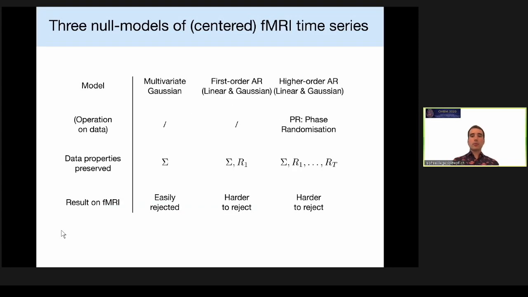This is a summary slide, where one point to notice is that these three nulls are nested in terms of the data properties that they preserve. The multivariate Gaussian is easily rejected essentially because it doesn't preserve the autocorrelation structure. But once some autocorrelation information is preserved, be it R1 or more orders, then the null is harder to reject.